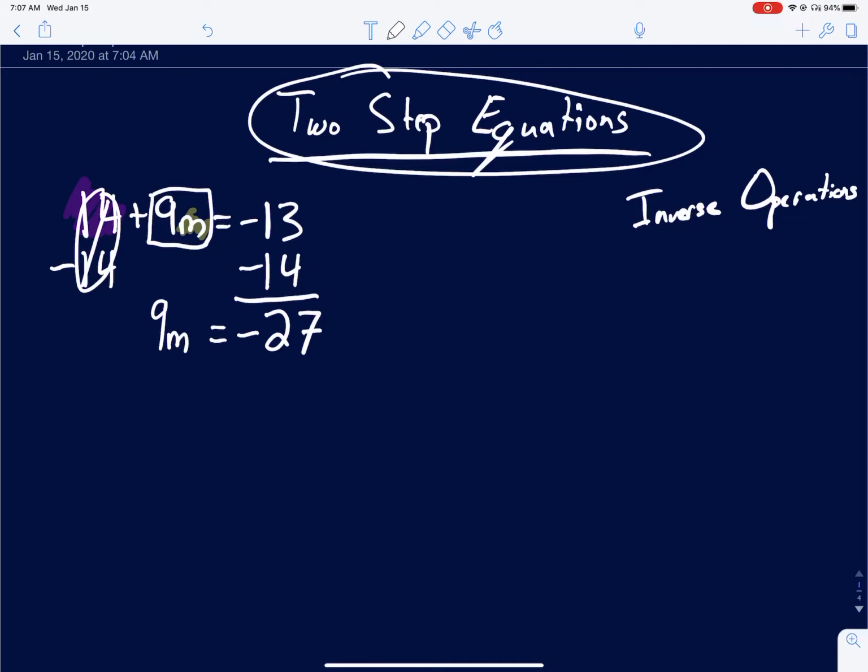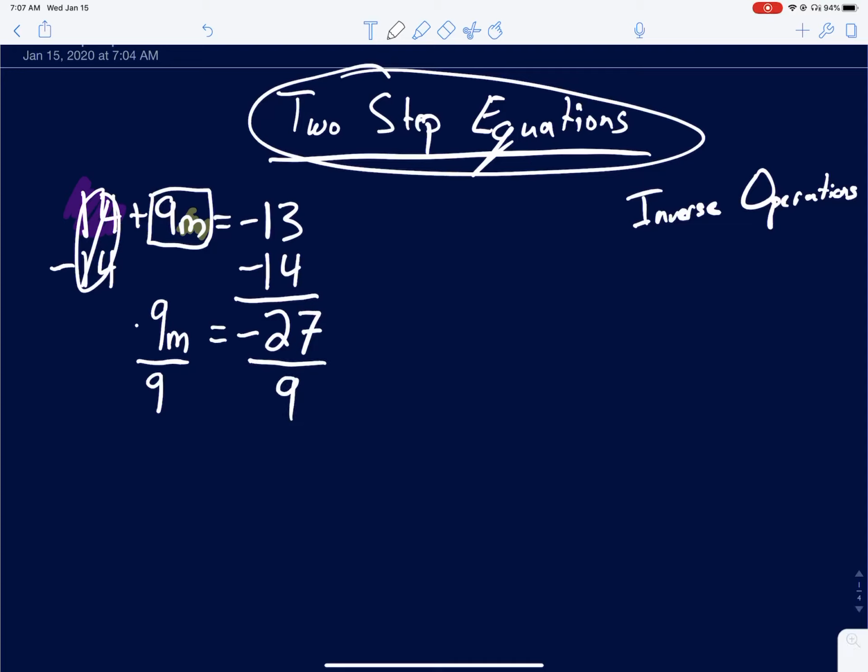Now, that's the same as 9 times m equals negative 27. So 9 times m, well, we know that operation is multiplication. So the inverse of multiplication is, yes, division. So we are going to divide by 9. And what we do to one side, we have to, yep, do to the other.